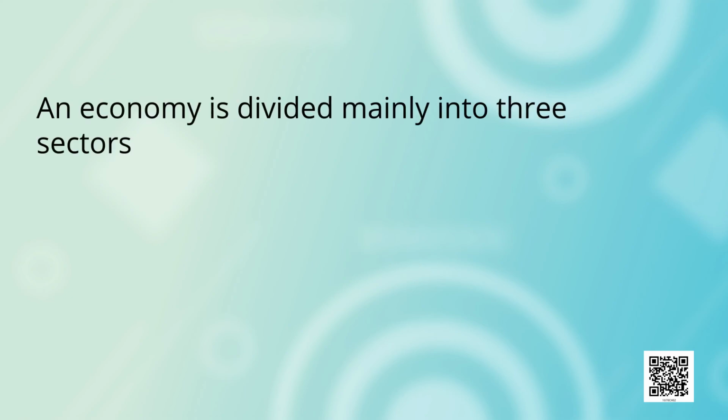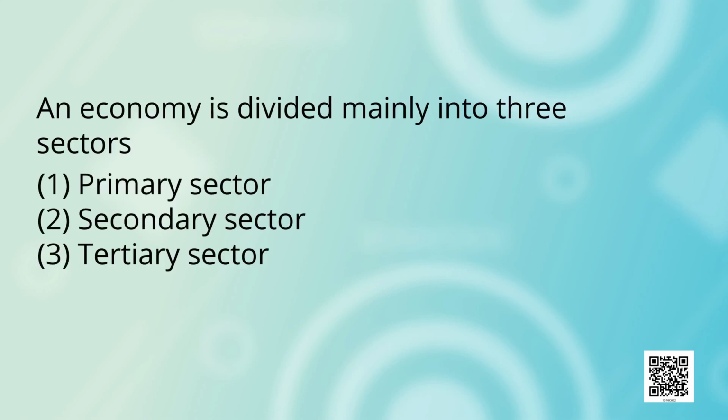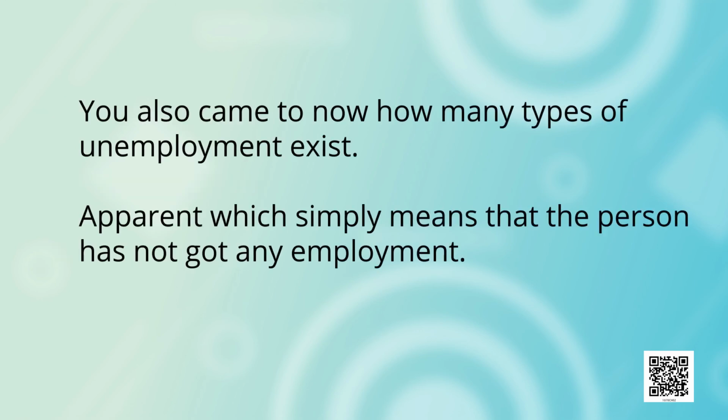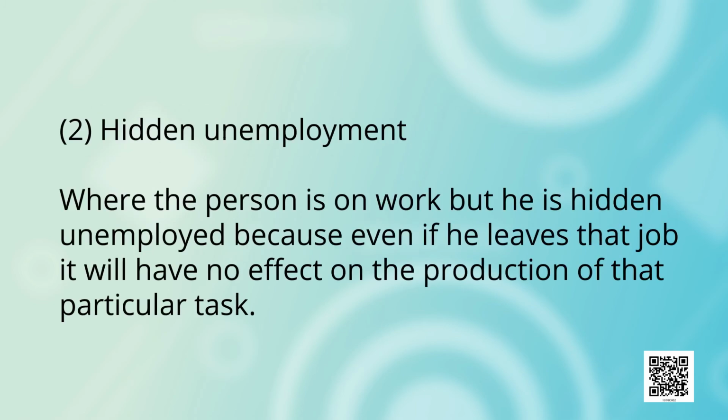So, dear children, you understood how an economy is divided mainly into three sectors: primary sector, secondary sector, and tertiary sector. You also came to know how many types of unemployment exist. One is apparent, which simply means that the person has not got employment. And the second is hidden unemployment, where the person is on work but he is hidden unemployed. Because even if he leaves that job, it will have no effect on the production of that particular task.